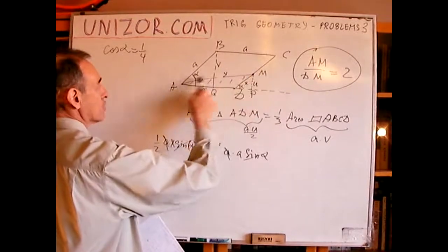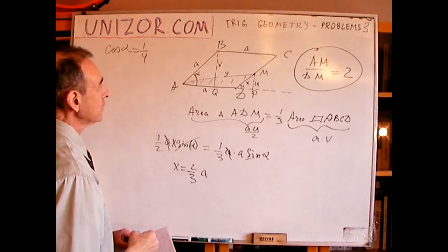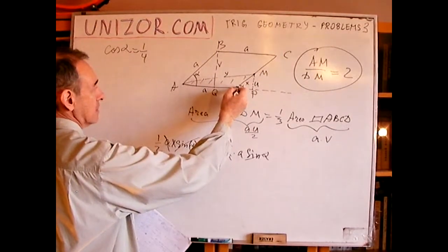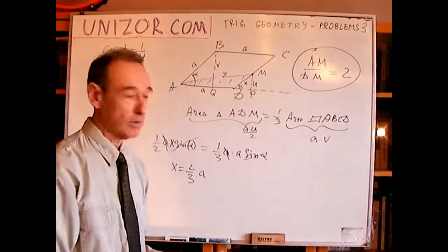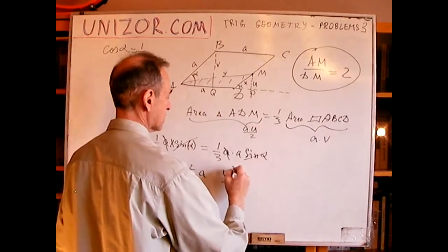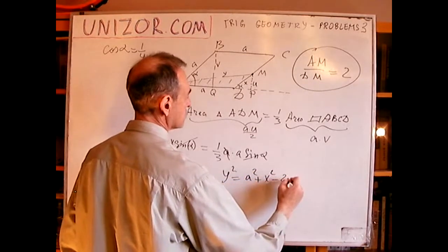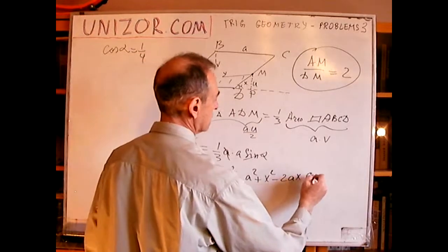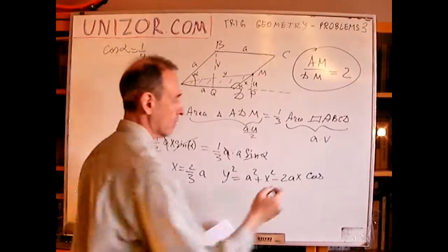We need the ratio between AM and MD. So in this case, since I already know this x, I can find out AM, which is y, using the law of cosines. So the law of cosines says that y squared is equal to a squared plus x squared minus 2ax times the cosine. Now what is this angle? This angle is pi minus alpha.